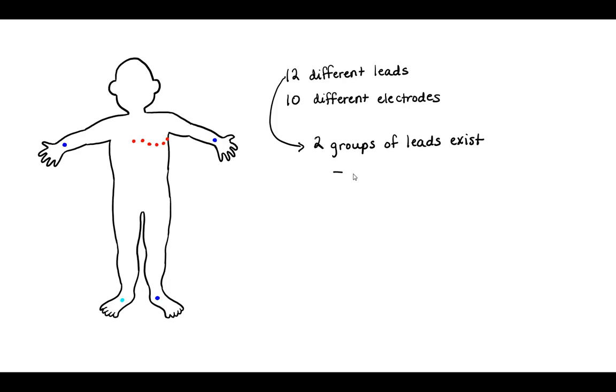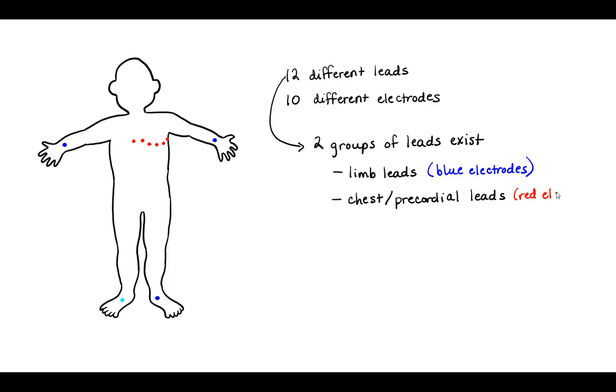And the first group is called the limb leads, and these are made entirely from different combinations of the blue electrodes. And the second group of leads are the chest leads, also known as the precordial leads. And these leads are made entirely from different combinations of the red electrodes on a person's chest. Now I'm going to go on and talk a lot more about each of these different groups of leads.